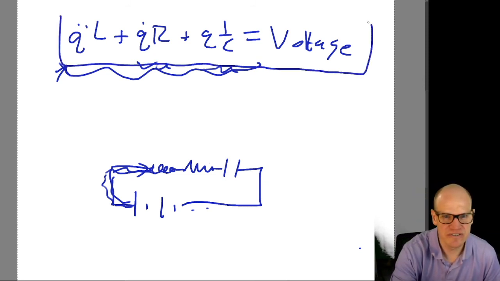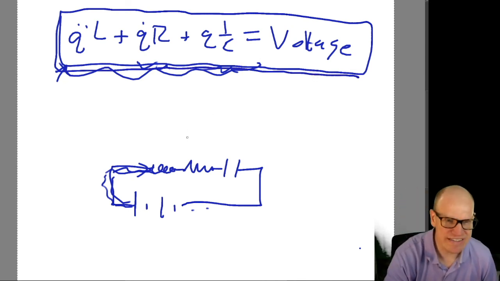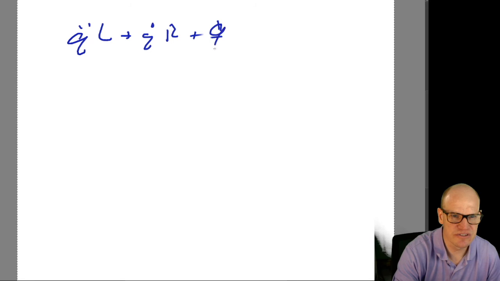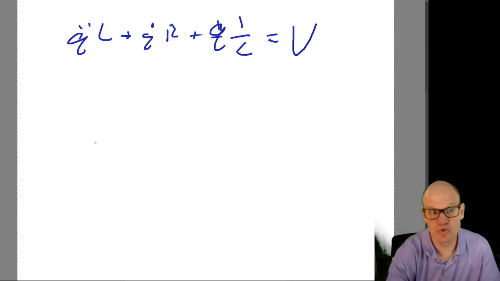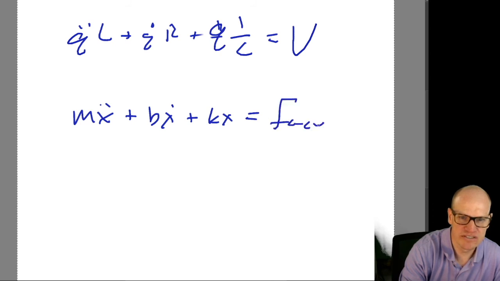This equation here is very, very interesting. Why is this equation interesting? Let me rewrite it again. Q double dot times L plus Q dot times R plus Q times 1 over C is equal to the voltage. And this looks very familiar to the following equation, which is m x double dot plus b x dot plus k x equals force.